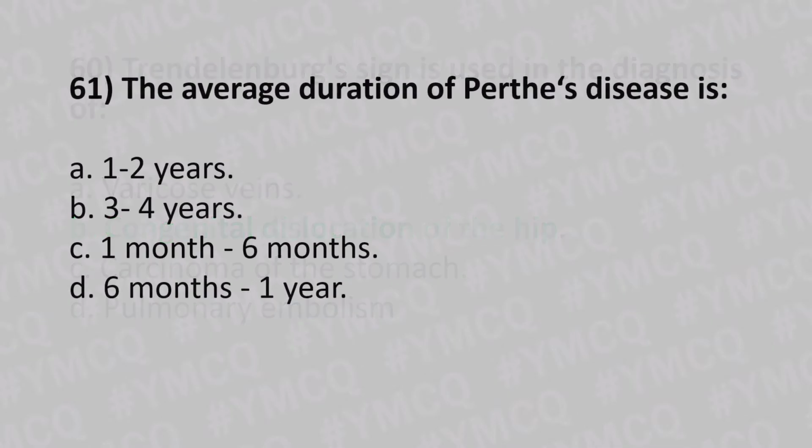Moving to our 61st question, the average duration of Perthes disease is option A, 1 to 2 years. Option B, 3 to 4 years. Option C, 1 to 6 months. Option D, 6 to 1 year. And the answer is option A, 1 to 2 years.